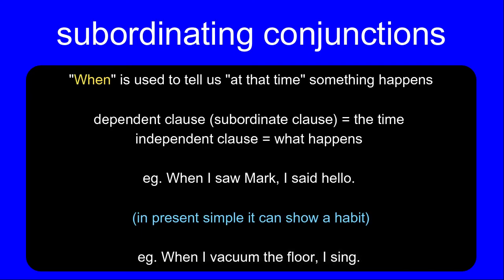When is used to tell us at that time something happens, or something happened, or something will happen. The dependent clause tells us the time, and the independent clause tells us what happens. For example, when I saw Mark, I said hello. So I saw Mark, and at that time, I said hello. So that means I saw Mark, I guess, first, and then I said hello. But the emphasis is at that time.